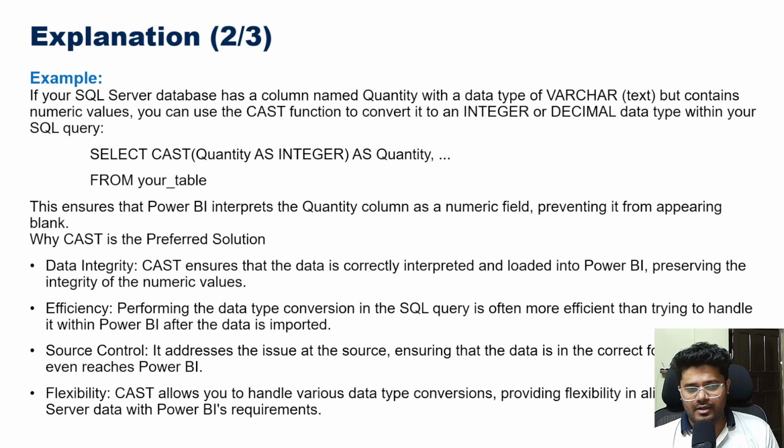On the next slide, you can see an example from a select statement: SELECT CAST(quantity AS INTEGER) AS quantity FROM your table. Basically, the quantity column we have enveloped inside a CAST function so that any values inside the quantity column, if it contains text or other data types, or if it is null, will be properly addressed, and it also prevents the data from appearing blank. And this slide also explains why CAST is a preferred solution in terms of data integrity, efficiency, flexibility, etc.